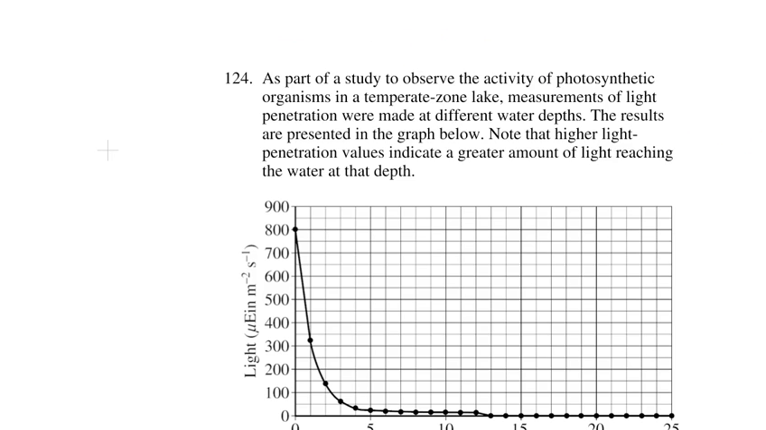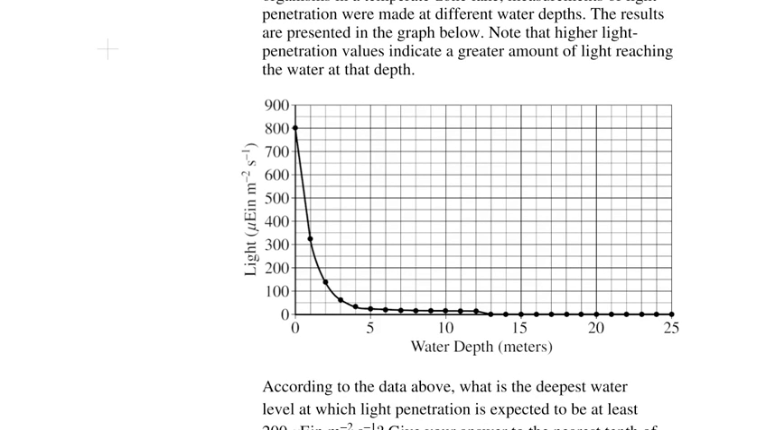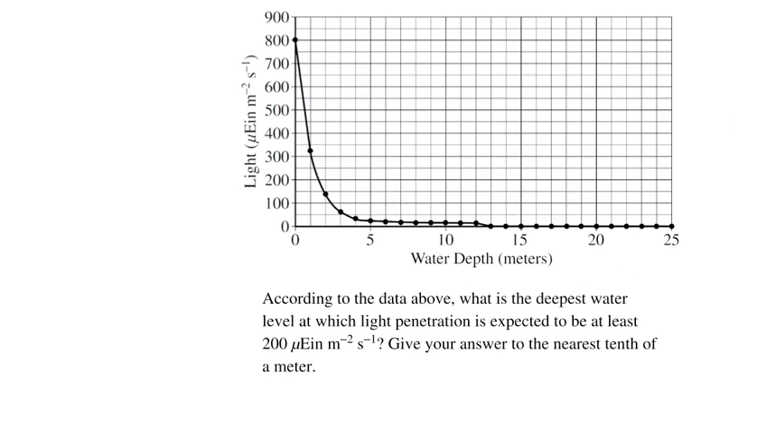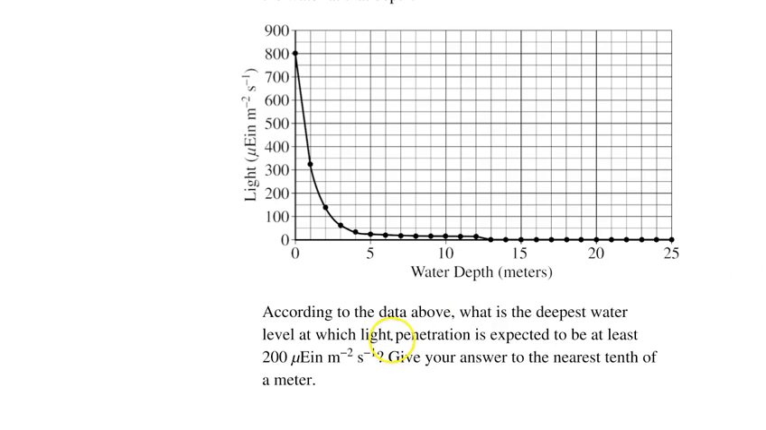Okay, this is a graph question. We basically have the amount of light that's penetrating the water depth. Obviously, as we get deeper, there's less light. What they're asking us in this question is, what is the deepest water level, so what's really the water depth, in which the light penetration is expected to be at least 200.